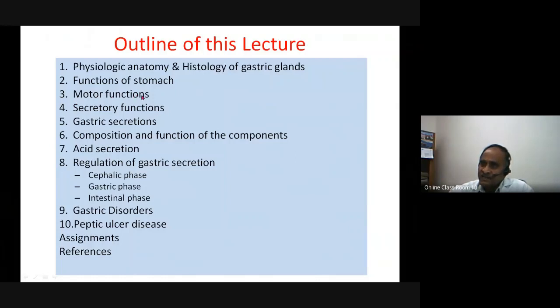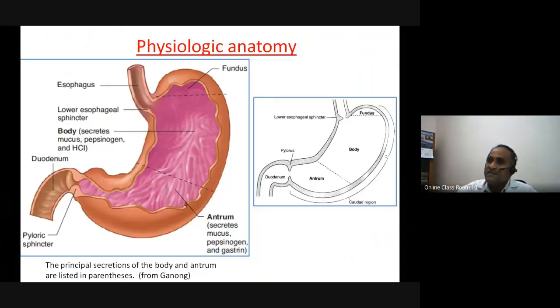Then I will describe the motor functions. Then I will talk about the secretory functions. Then I will talk about the gastric secretions and their various compositions. Then I will talk especially about acid secretion, and the regulation of gastric secretion with the cephalic, gastric and intestinal phases. And I will mention gastric disorders, and then deal with peptic ulcer diseases. So this is the outline of today's lecture, beginning with the brief physiologic anatomy of the stomach.